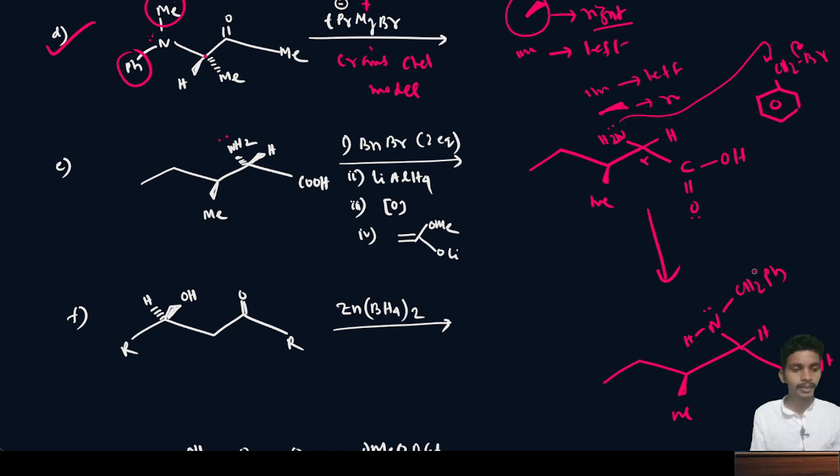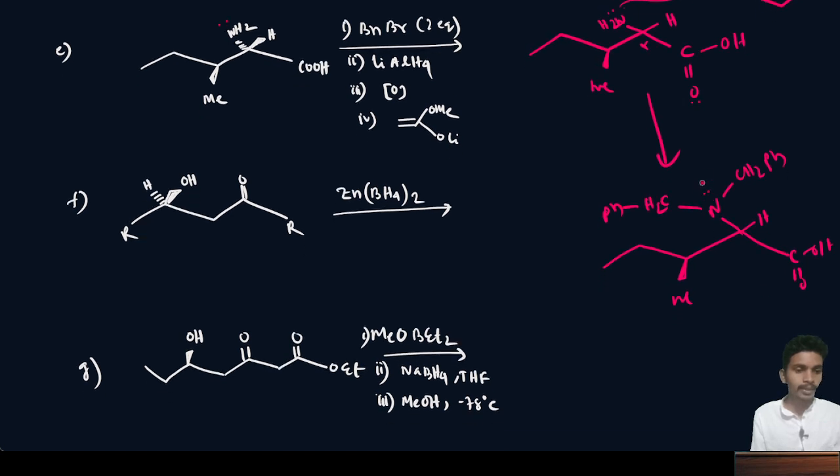Again, two equivalents are there, so another time it will attack, and then again we will get CH2 and phenyl groups here. So now what happens is that the lone pair is there again, but this lone pair has become a bulky group. Due to this bulky group, this lone pair is again not able to do chelation. Now you are giving lithium aluminum hydride. So even if lithium aluminum hydride shows chelating properties, lithium will show the chelating property, but still it will not chelate with this.